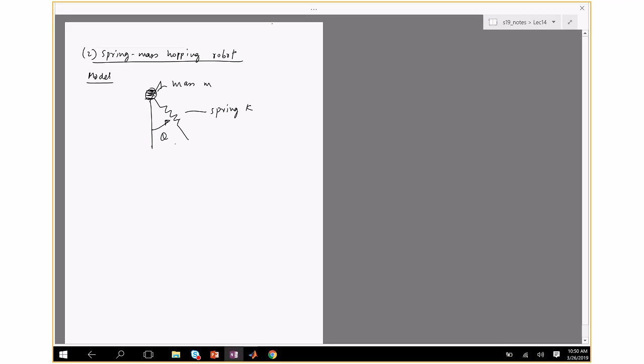Theta. So the goal here is, think of this like a model of somebody hopping, okay? And the leg is a spring, and there's a mass there. Because there's a spring, you store energy and release the energy passively, but you can control where you land your leg. Okay, and so if you get it all right, then this thing has a capacity to just hop its way along.